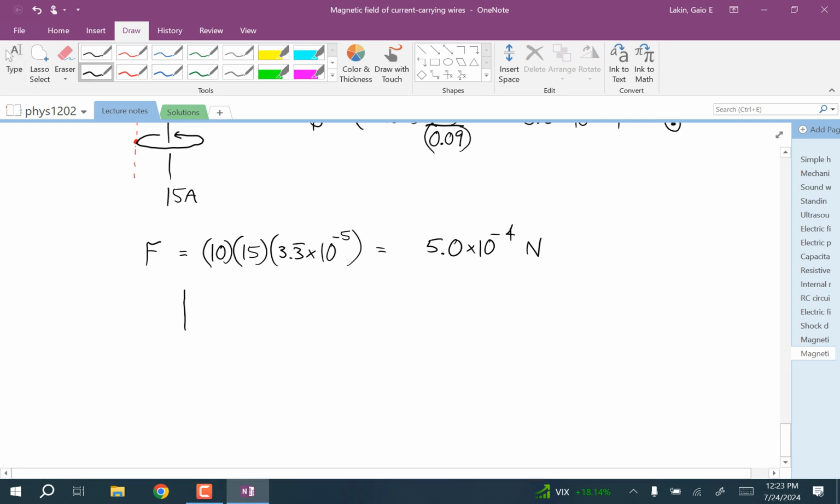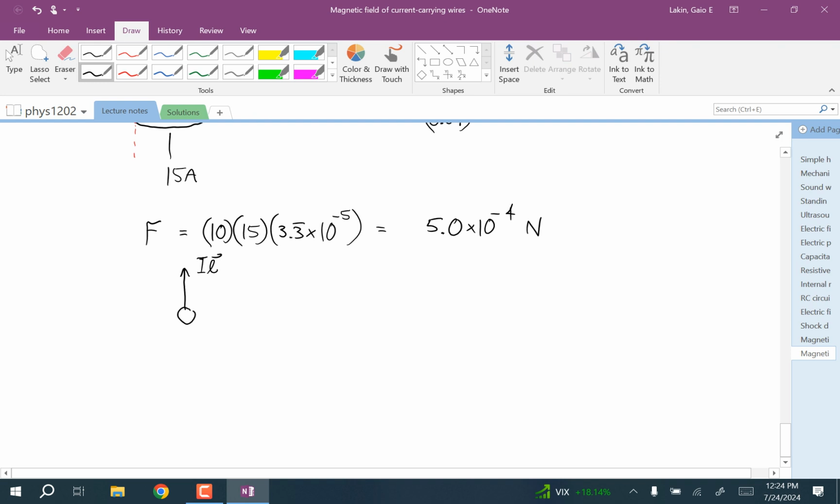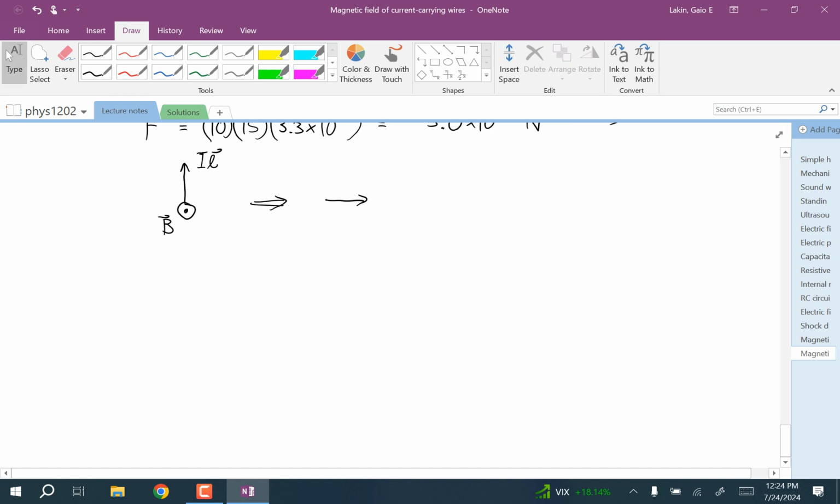Our current times our L vector of the 10 amp wire is going this way. Our magnetic field vector is going this way. Curl your fingers from the IL vector down to the vector coming out of the page, and what you get is that the force direction is this way. And so our force vector is 5 times 10 to the minus 4 newtons to the right.